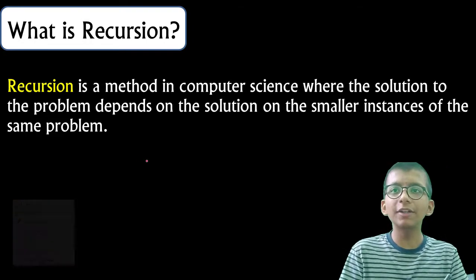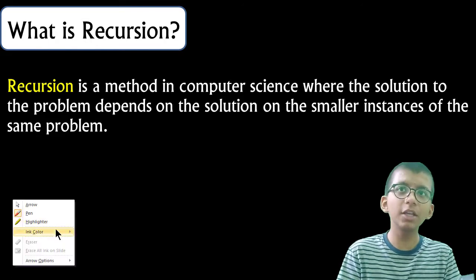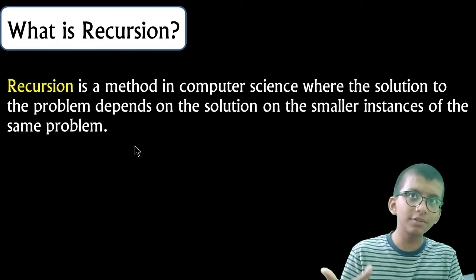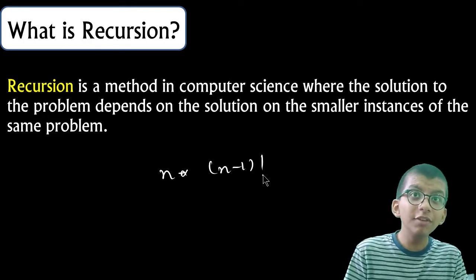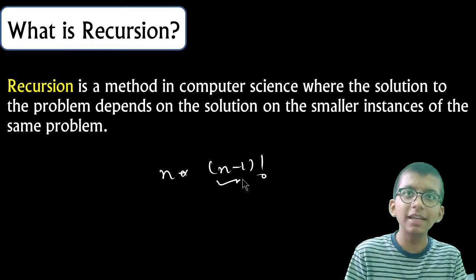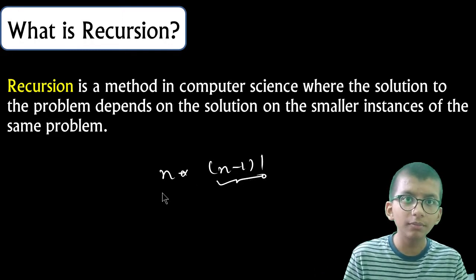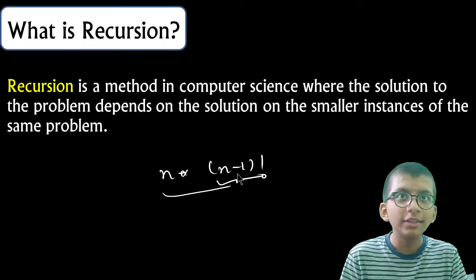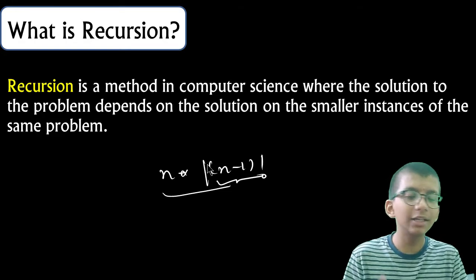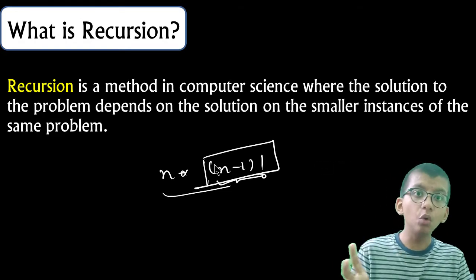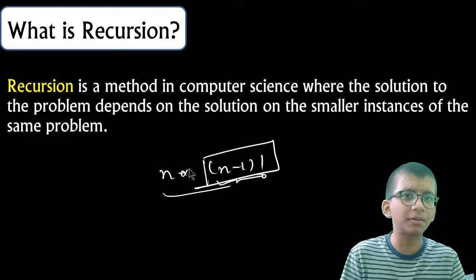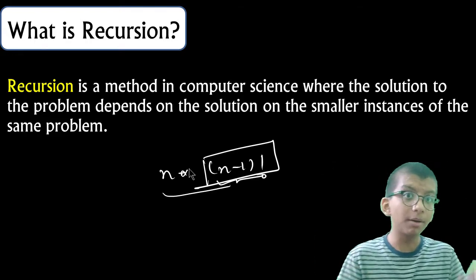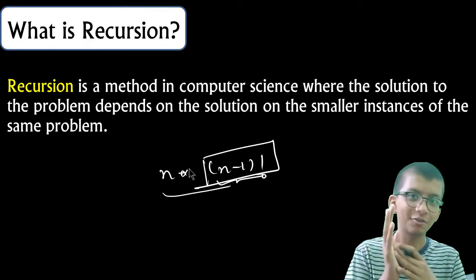So we have our factorial problem from the previous video. What we are doing is n times the (n minus 1) factorial. If we know this factorial, we can calculate the whole factorial. Here this is the same problem, and we are dividing it into a smaller problem from the same problem.